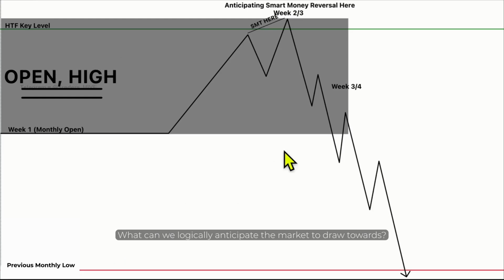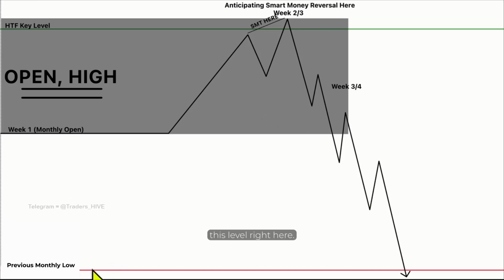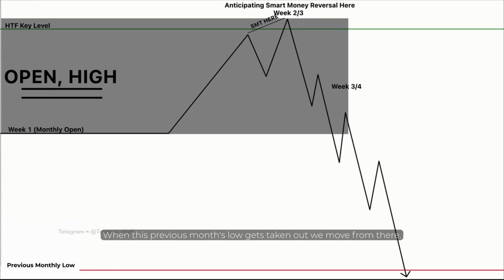What can we logically anticipate the market to draw towards? Well, the first bread and butter objective is the previous month's low, which is resting at this level right here. When this previous month's low gets taken out, we move from there. Notice that this can also be another level. This can also be, for example, a higher time frame discount array, its respective high, or for example, a previous yearly low, etc. All that matters is that you know on the downside what the drawing liquidity is.